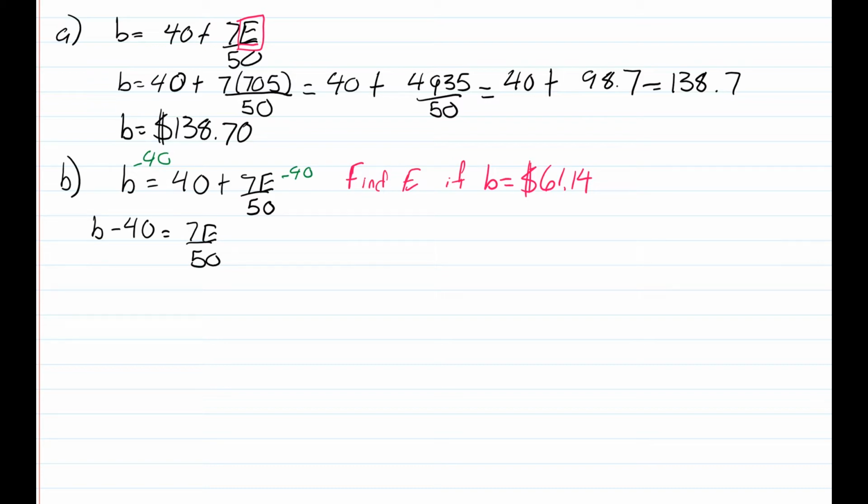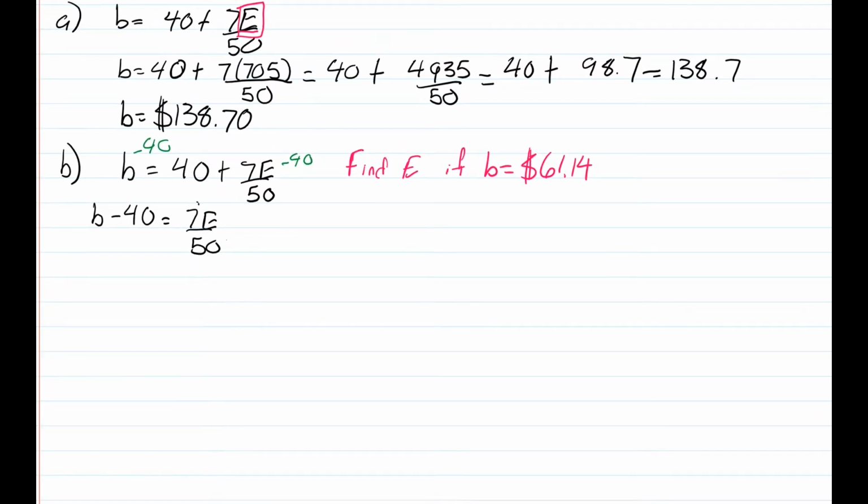So now I need to get rid of this 50, and I need to get rid of this 7. So what am I going to do? I'm going to multiply by the reciprocal. So remember the reciprocal? The reciprocal of 7 over 50 is going to be 50 over 7. So I'm going to multiply by 50 over 7 on both sides. So what's going to happen is the two 50s cancel, the two 7s cancel, and I'm just left with E.